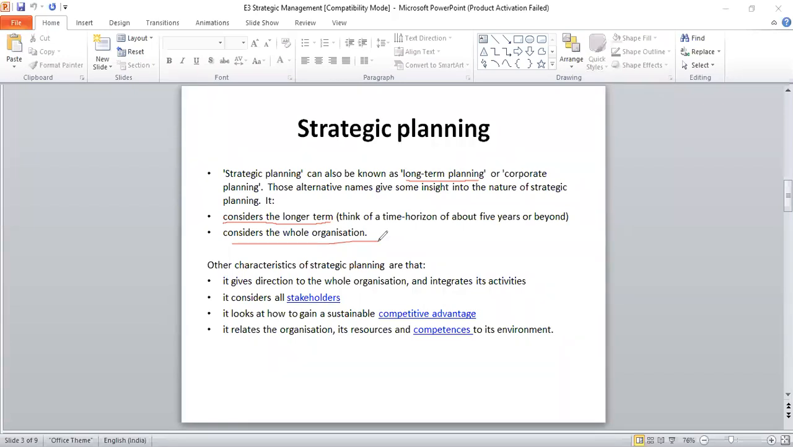Now, the other characteristics of strategic planning are that it gives direction to the whole organization and integrates its activities. So, the organization as one unit, as a whole, with all their activities integrated. How do they proceed further into the future so that the organization as a whole achieves its objectives. Then it considers all stakeholders. Okay, stakeholders. We've used this term in the previous slide also.